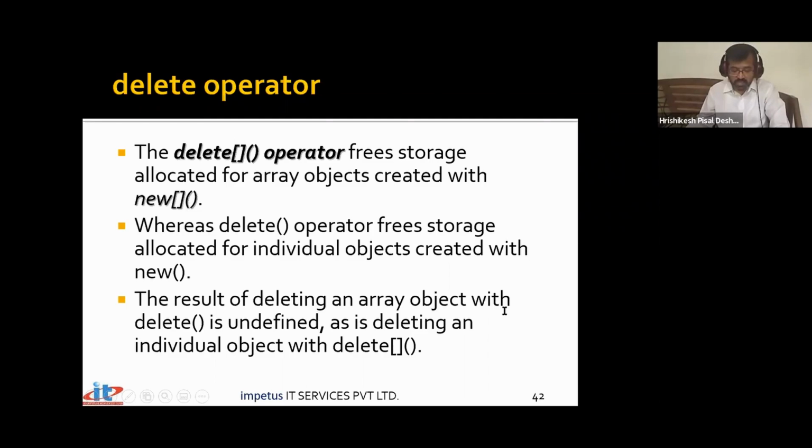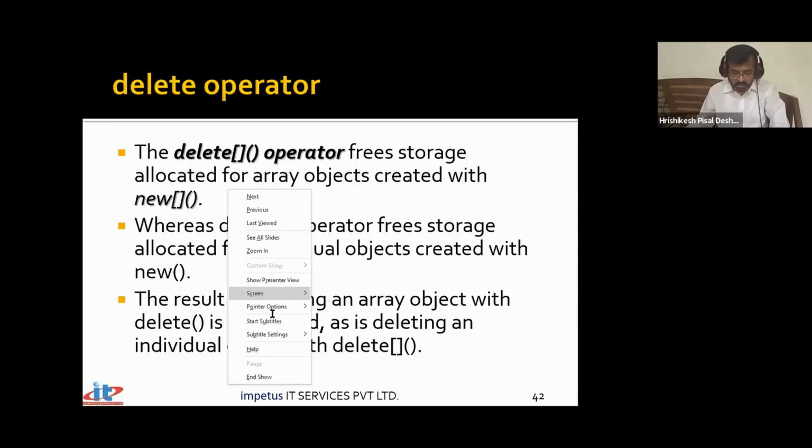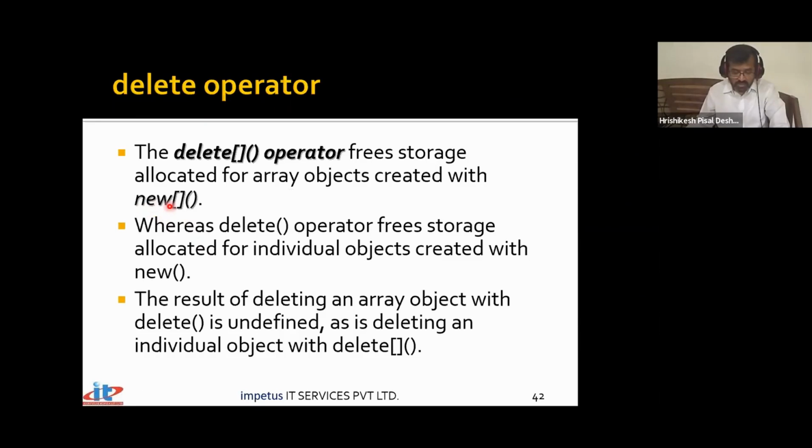The result of deleting an array of objects with plain delete is undefined. That means you allocate using new with square brackets, an int array. You allocate by using this and you release by using this, you never know what will happen. Other way around, you allocate by using this and delete by using this, undefined behavior. We never know what will happen.